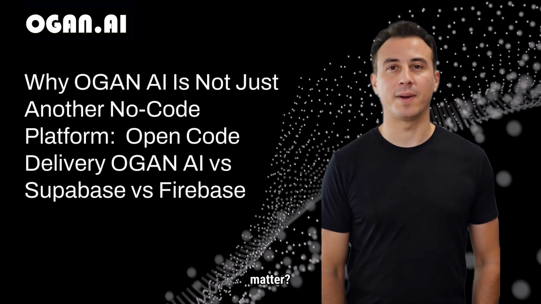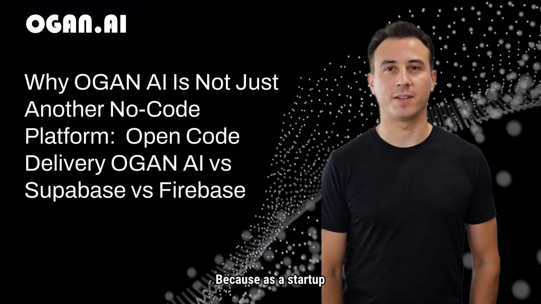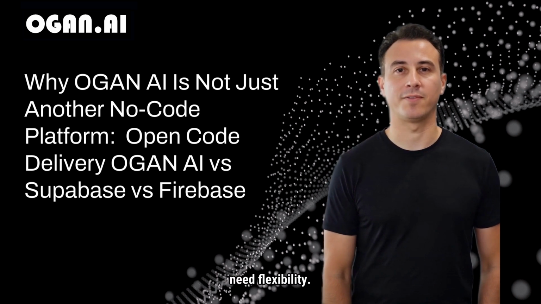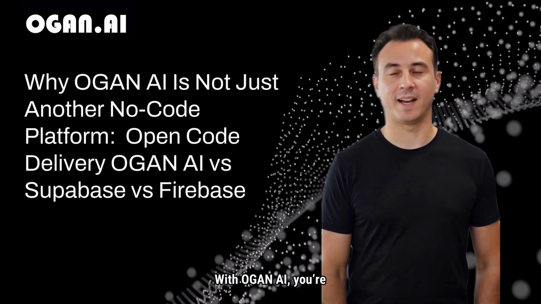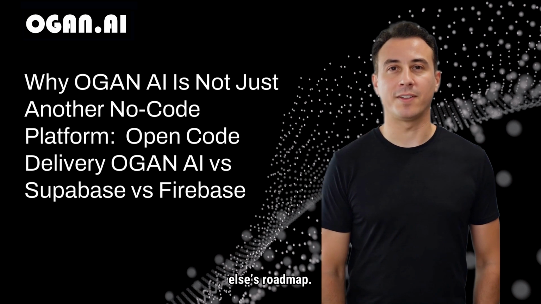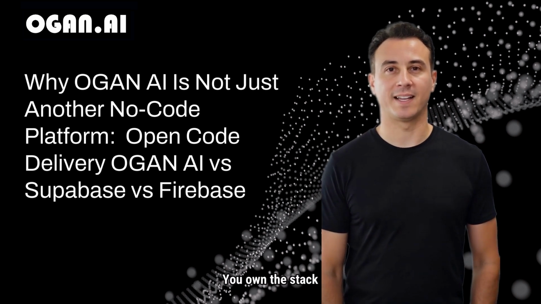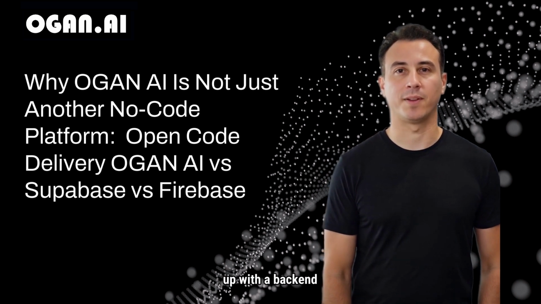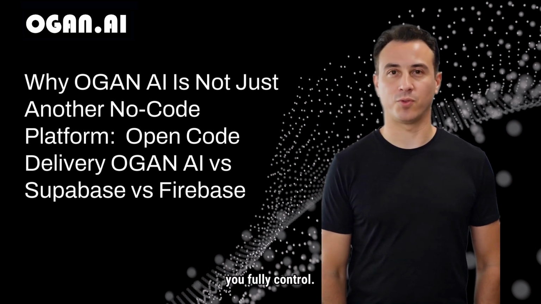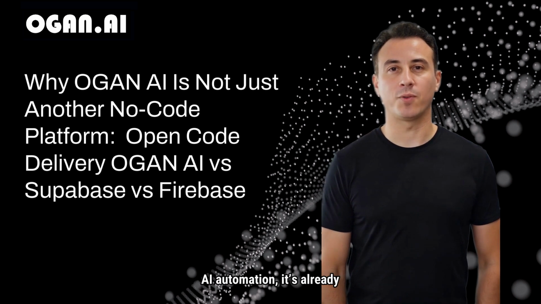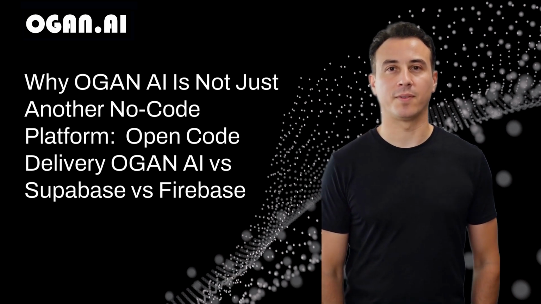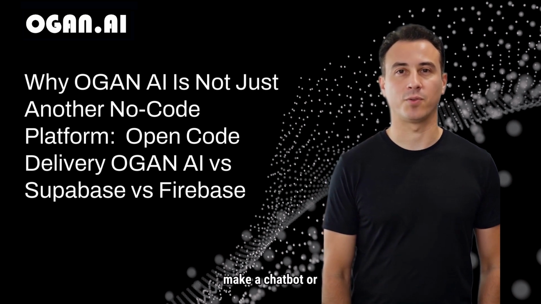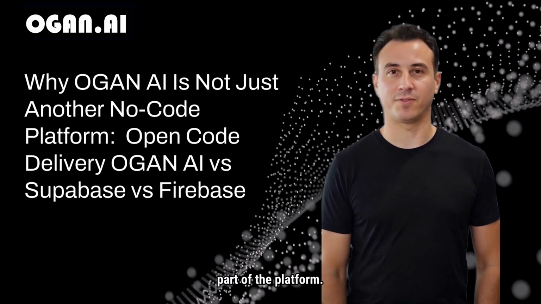So why does this matter? Because as a startup founder or developer, you need to move fast, but you also need flexibility. With OGAN AI, you're not locked into someone else's roadmap. You own the stack, every part of it. You can start with zero code and end up with a backend you fully control. And if you want AI automation, it's already built in. You're not stitching together multiple tools just to make a chatbot or smart system. It's part of the platform.